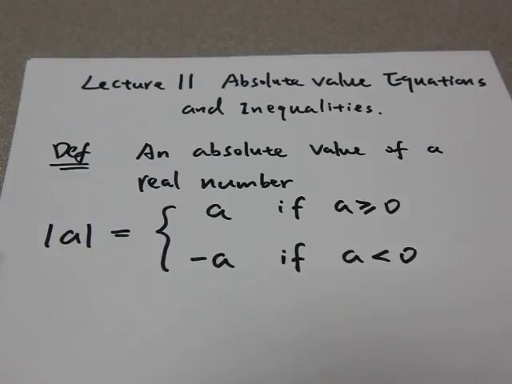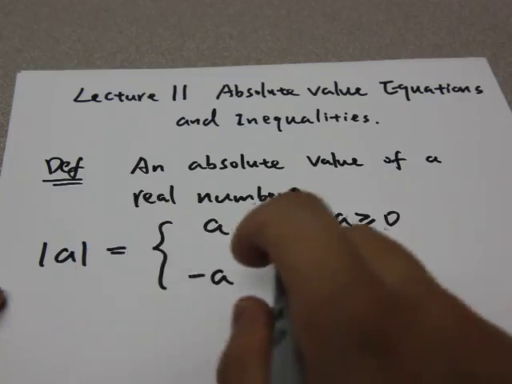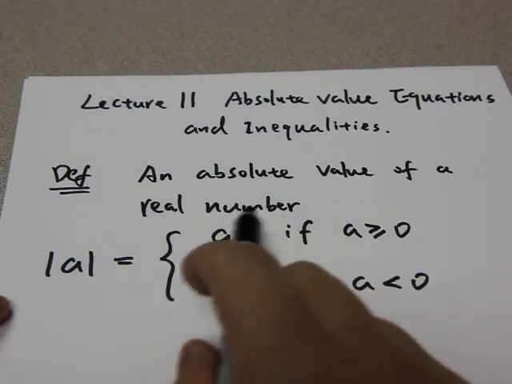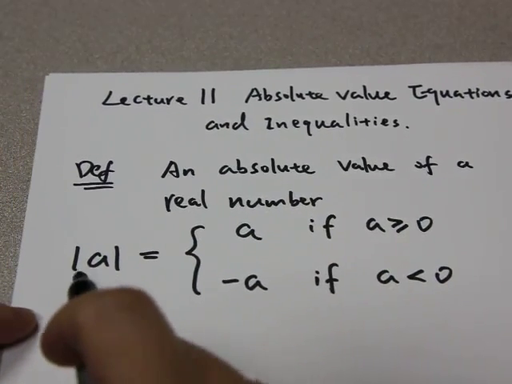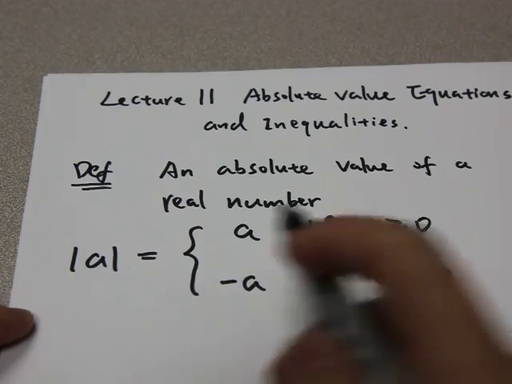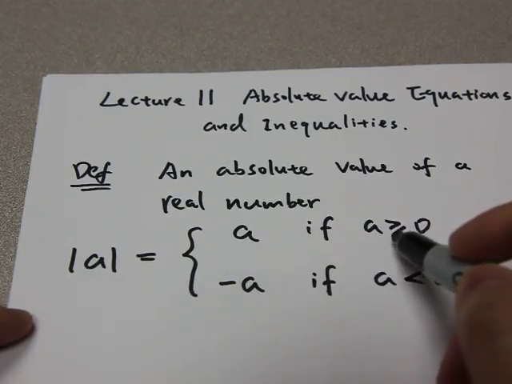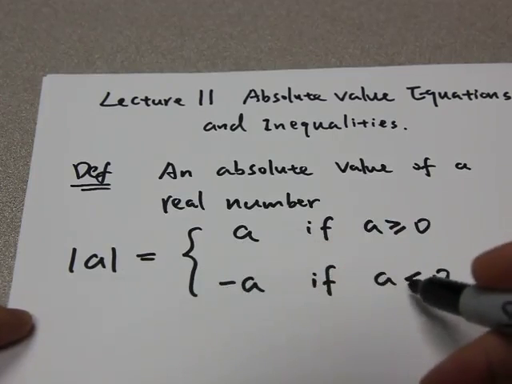Alright, in this video, I want to show you how to solve absolute value equations. So let's first look at the definition. The absolute value of a real number, we use this notation to represent. And this equals a if this number is a non-negative number, and equals negative a if this number is a negative number.